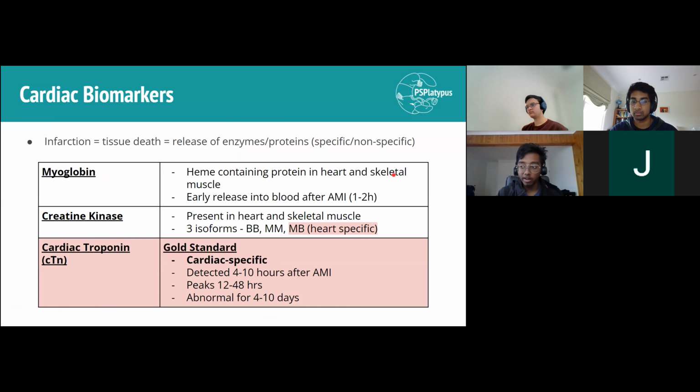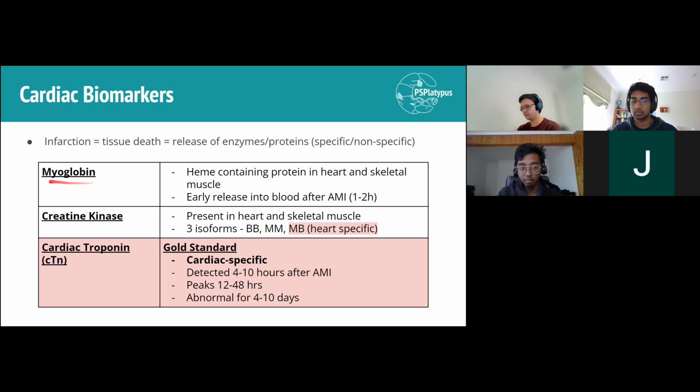Now let's talk about the cardiac biomarkers necessary to diagnose either of these things. Infarction, again, super quickly, is just tissue death, so that will release enzymes and proteins. These can be specific or non-specific. Ideally, we want to find an enzyme or a protein that's released specifically from cardiomyocytes, because only then can we actually say the pathology has to be cardiac in origin.